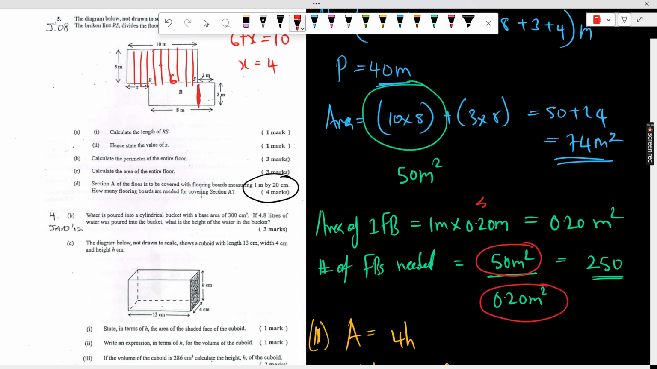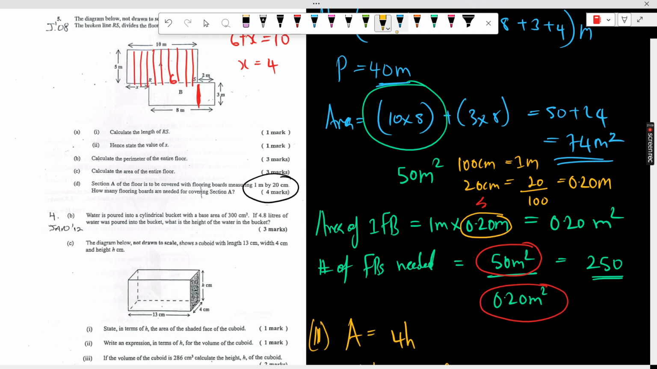Because we're given that the flooring board measures 1 meter by 20 centimeters. But we cannot be working with meters and centimeters together if we're finding area. So we have to express the centimeter part into meters. And of course, we did that because we know that 100 centimeters is equal to 1 meter. So therefore, to convert from centimeters to meters, we divide by 100. So say that 20 centimeters will be equal to 20 divided by 100, which is equal to 0.20 meters. And that is how we get this 0.20 there. Is that clear? Yes, sir.